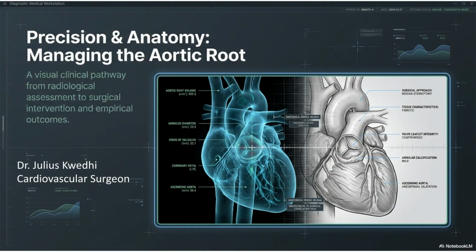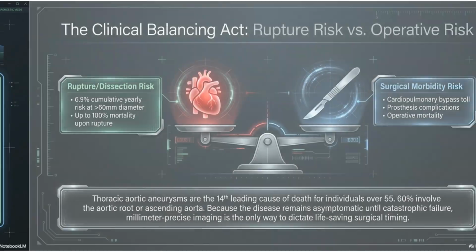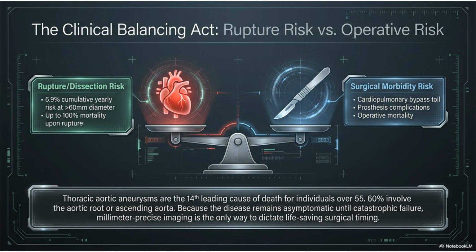Welcome to this video on precision and anatomy in managing the aortic root. We will explore the clinical pathway from radiological assessment to surgical intervention and outcomes. We must balance the rupture or dissection risk against the surgical morbidity risk.